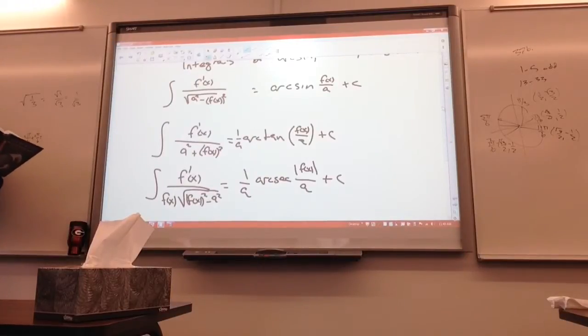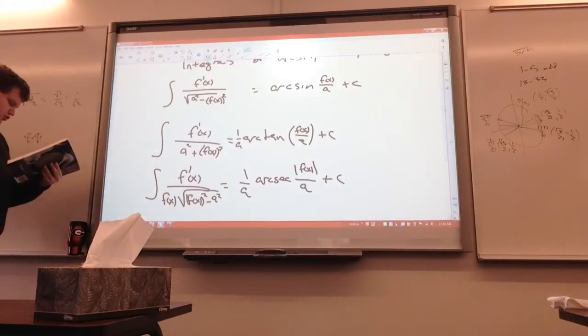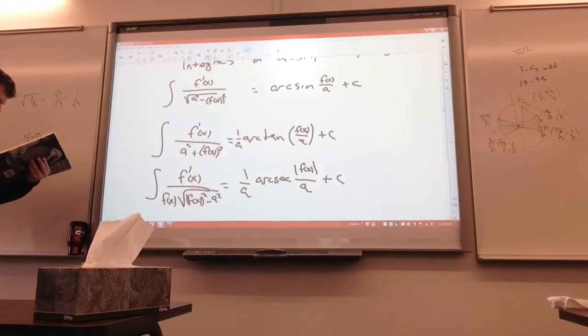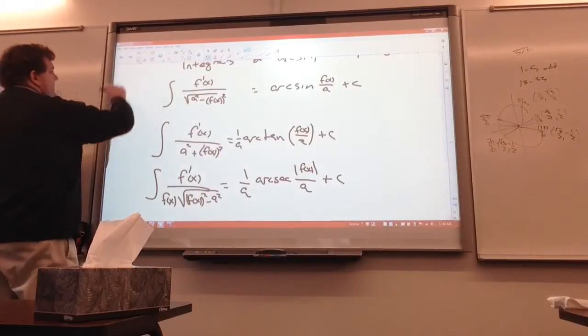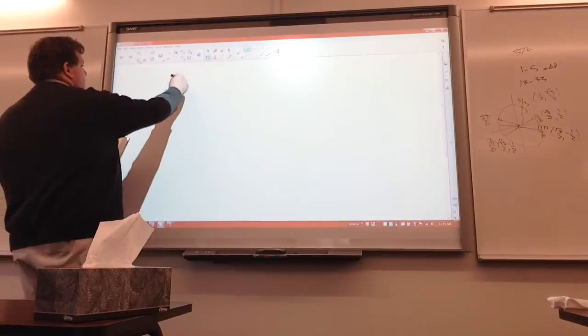Might be something like the integral of... might be something like this one right here. Okay, so an easy one.